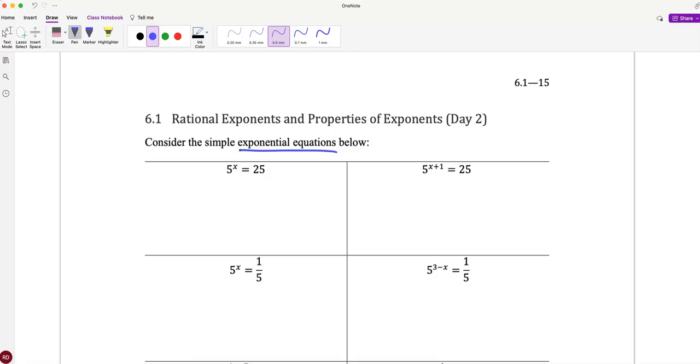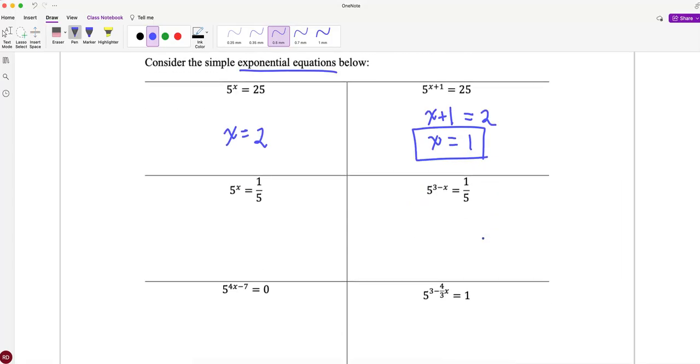This one's pretty easy because you know that 5 squared. So this one, x equals 2. Now, 5 to the x plus 1 equals 25. You know the exponent has to be 2. So x plus 1 has to be 2 in order to make this work. Okay, that means that x is going to be equal to 1 for this equation. Now let's look at the next one.